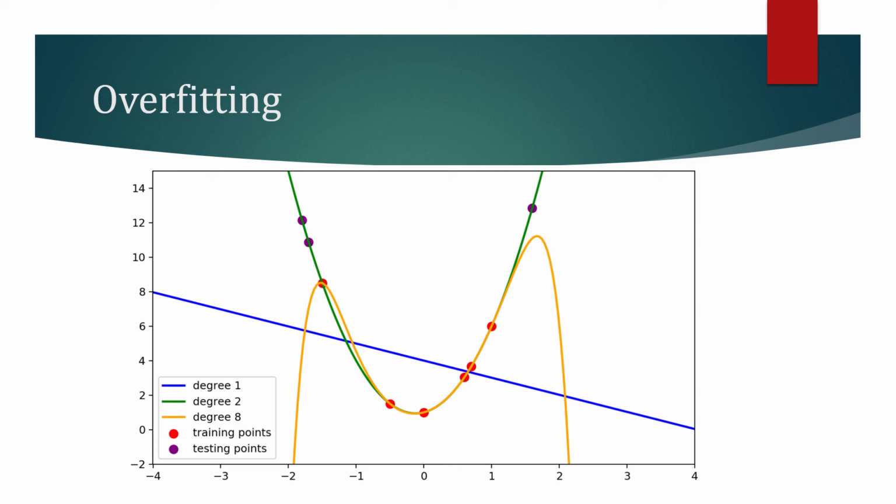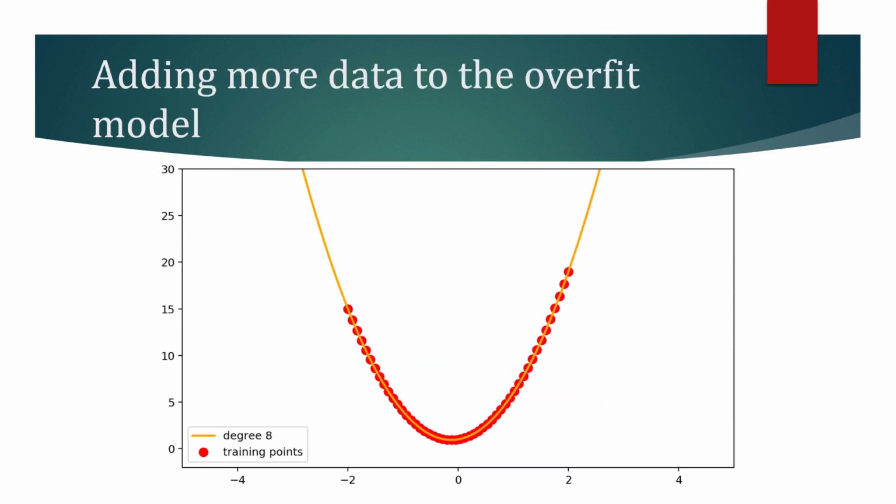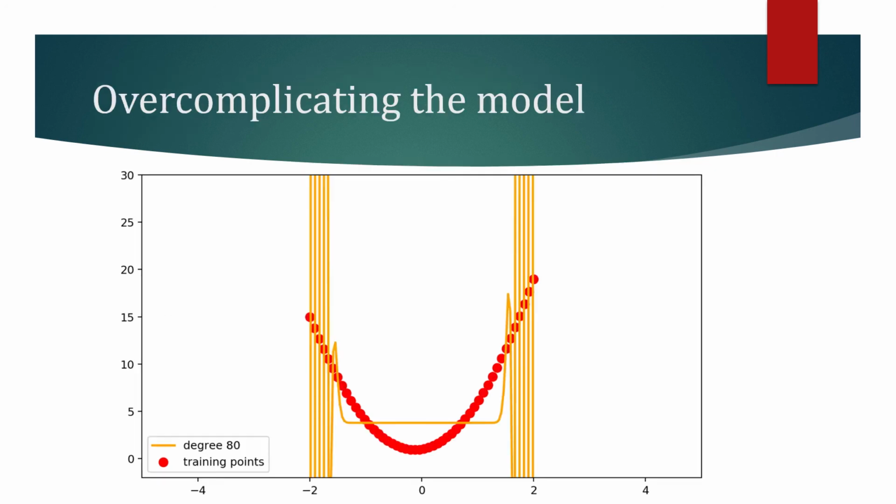This can sometimes be fixed by adding more training data. On this slide, we see the 8th-degree polynomial again, but trained on a larger data set. But if we keep overcomplicating the model, for example, if we try to fit the same data with a polynomial of degree 80, we will again run into the overfitting.